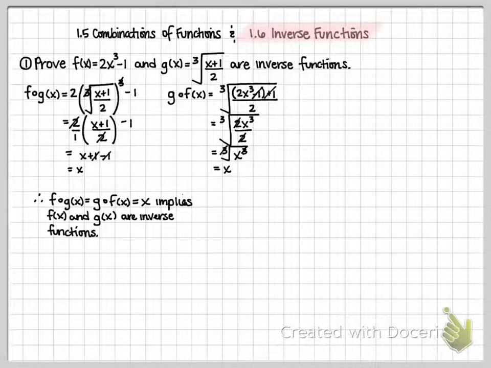Then at the very end, make sure that you include some sort of a statement. So I showed that fog is equal to x and gof is equal to x. I now know that f of x and g of x are inverse functions. So you're kind of looking at a whole bunch of stuff here. The key thing is, though, watch your steps. That's really important.